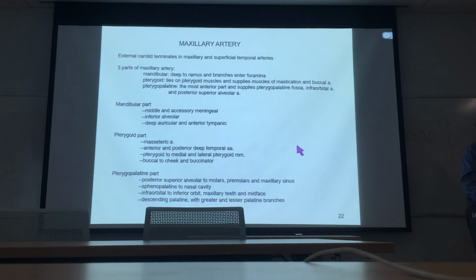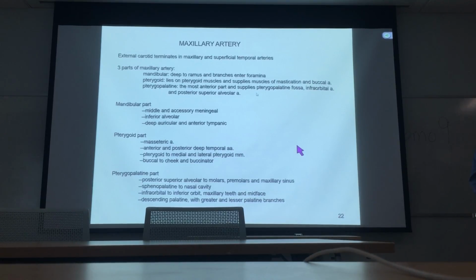The pterygoid part lies either superficial or deep to the pterygoid muscles. About 50% of the time the artery travels superficial to them, and about 50% of the time it goes deep to them. It can be one way on one side and different on the other side. The pterygopalatine portion is after the artery has gone through the pterygomaxillary fissure into the pterygopalatine fossa.